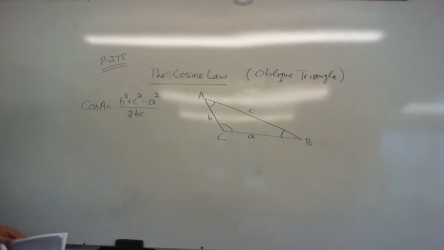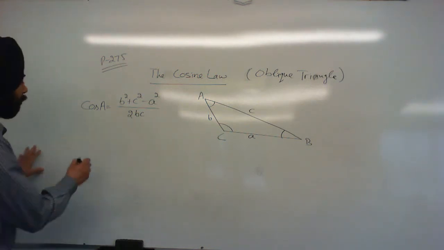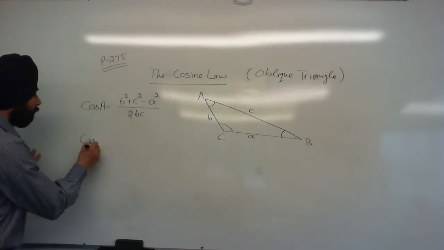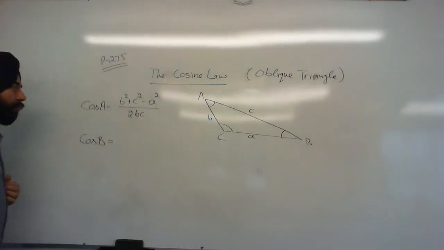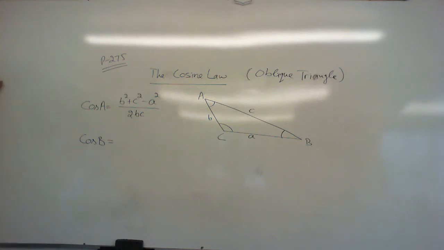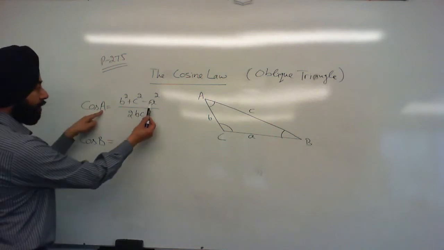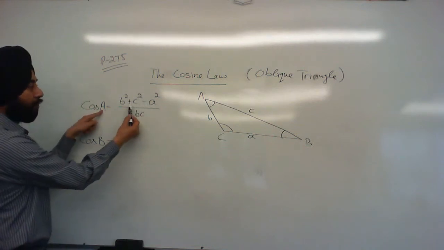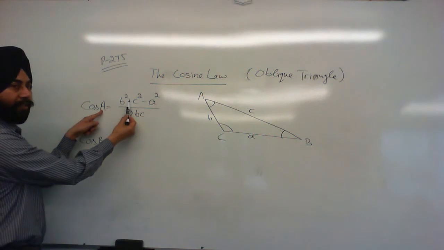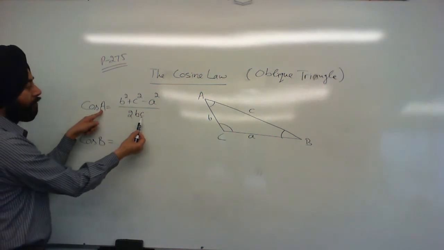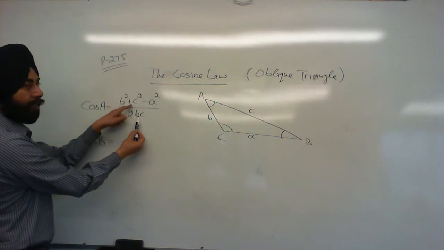Now this is just for cos A. You can write this law for other angles also. Let's say you want to write this law for cos B, cos of angle B. How will you write that for cos B? Just look at the pattern. What do you see on the right hand side of this? When this is cos A, you see that side A is subtracted. The other two sides are added, right? And in the denominator, the multiplication is just for these two sides that are added.